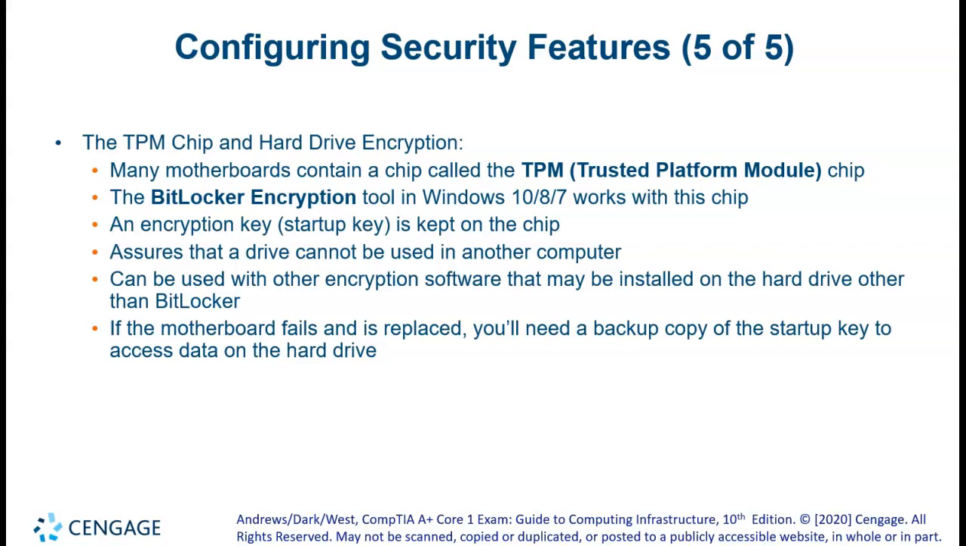A TPM and hard drive encryption. Many motherboards contain a chip called the Trusted Platform Module chip. The BitLocker encryption tool in Windows 10, 8, and 7 works with this chip. An encryption key or startup key is kept on the chip to assure that a hard drive cannot be used in another computer. Right? You have to turn BitLocker on. It can be used with other encryption software that may be installed on the hard drive, other than BitLocker. If the motherboard fails and is replaced, you need a backup copy of the startup key to access data on the hard drive.